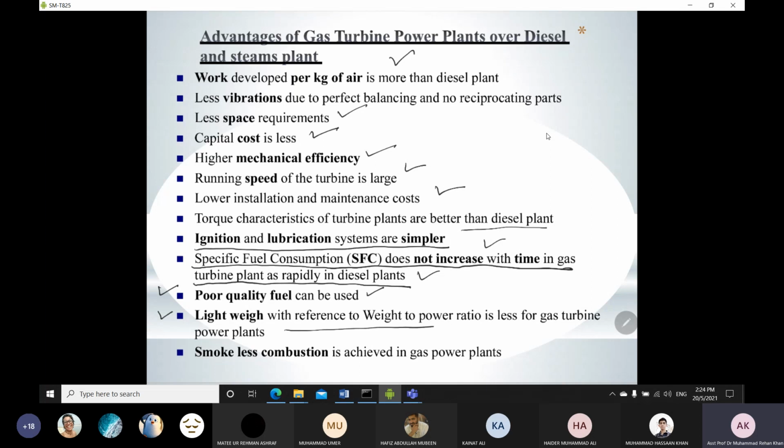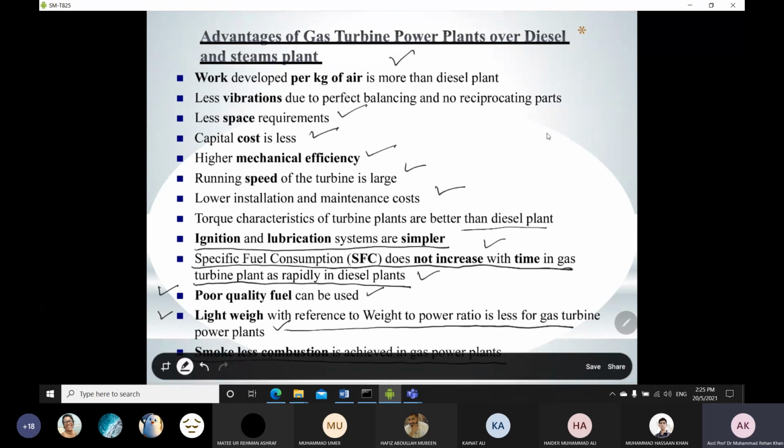Lightweight, with reference to weight to power ratio, is less for the gas power plant, and smokeless combustion is achieved in the gas power plants. Okay, so these are some points, advantages. Then we will see also disadvantages associated with it.